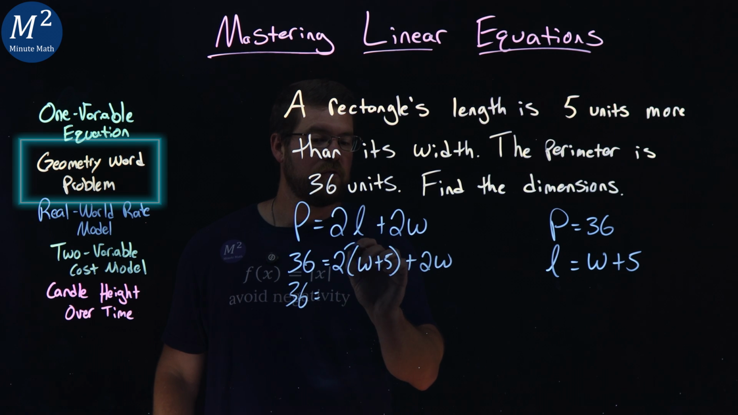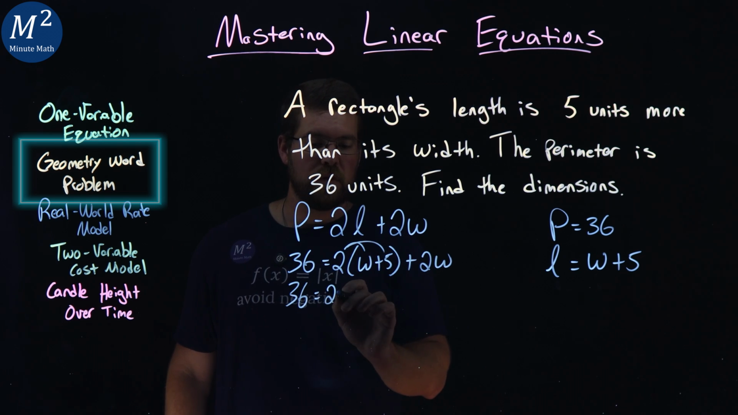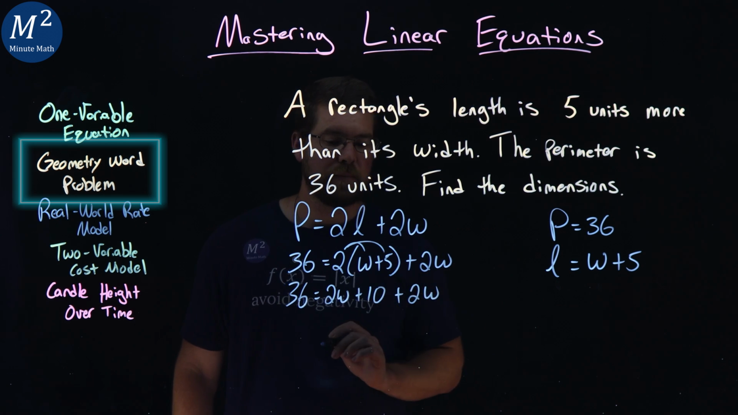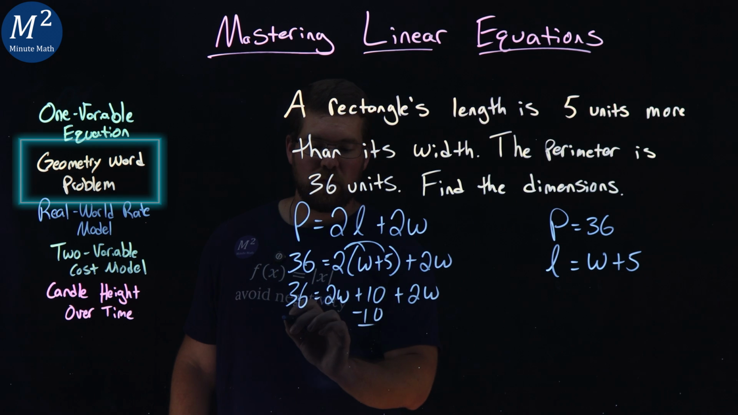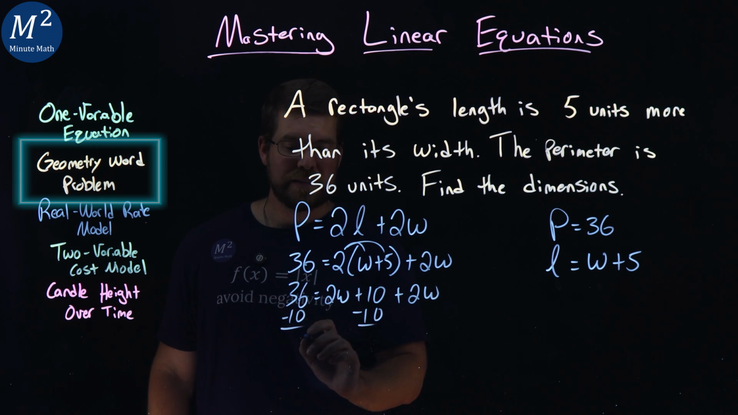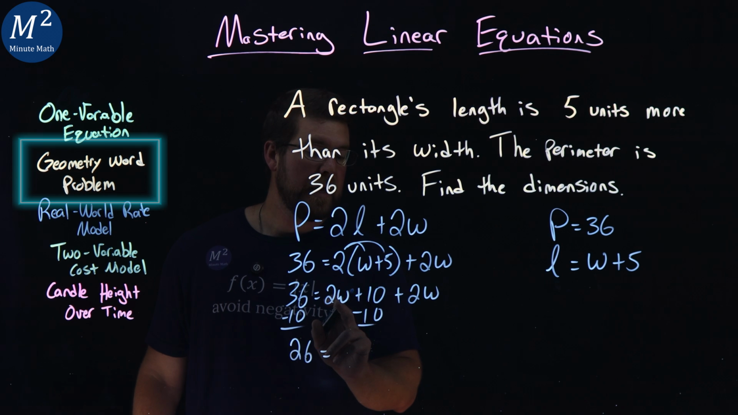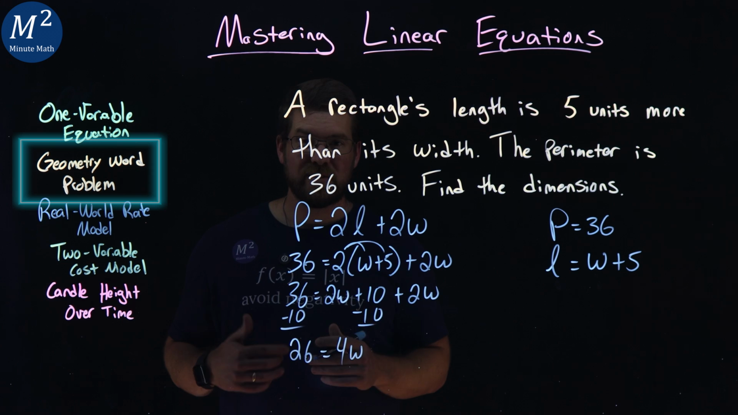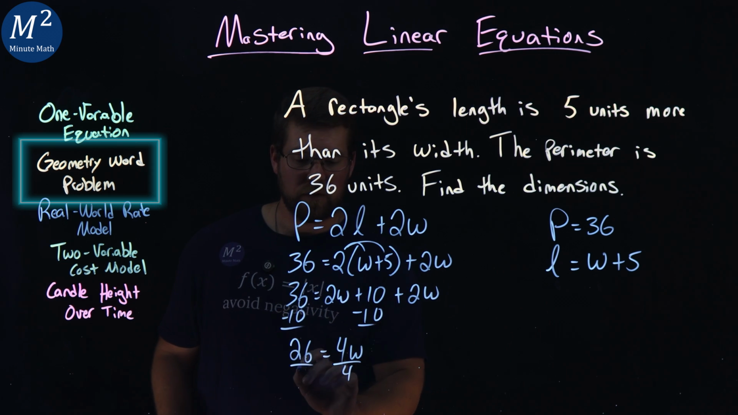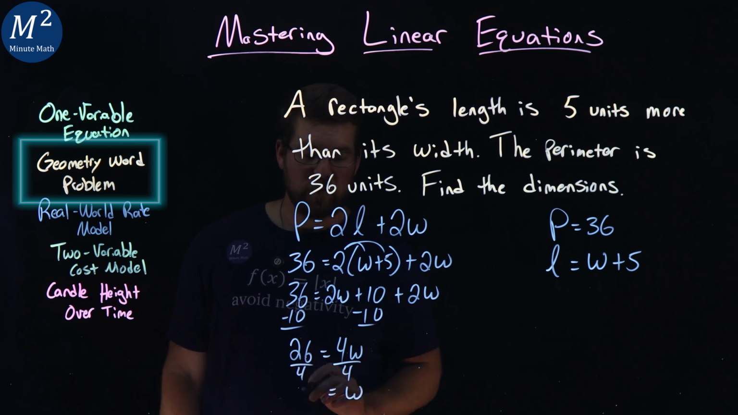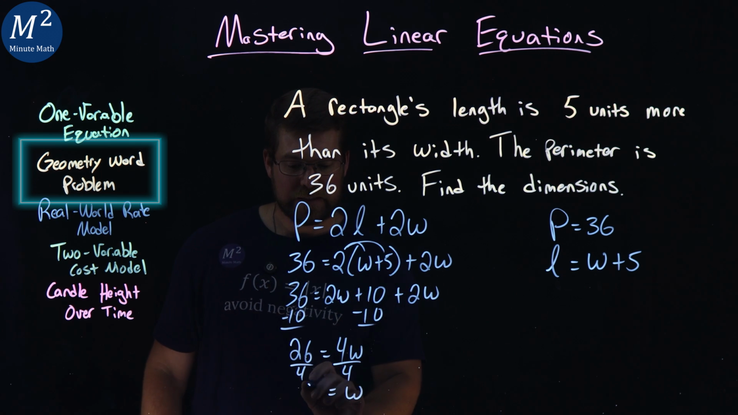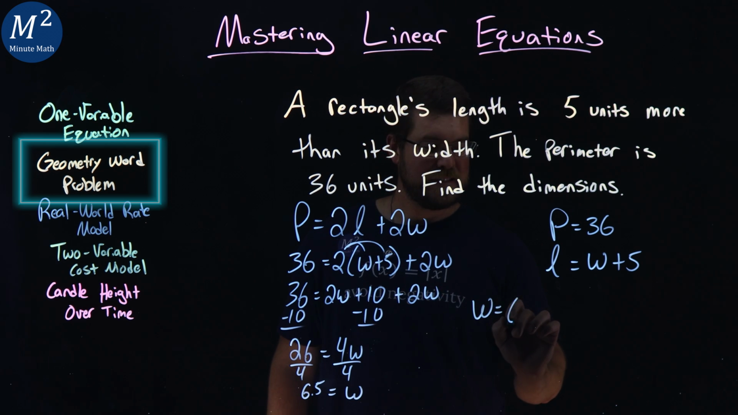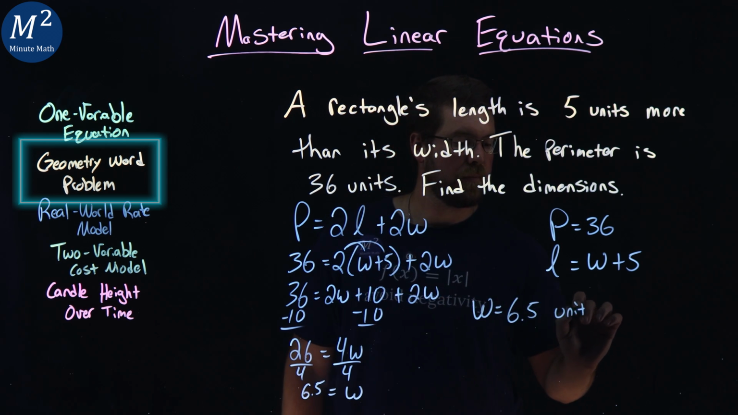36 is equal to, let's distribute this. 2 times w is a 2w, and 2 times 5 is a 10, plus 2w. We can subtract 10 to both sides of our equation here. 36 minus 10 is a 26, is equal to, and 2w plus 2w is a 4w. Now, to get w by itself, I divide by 4 to both sides of our equation. W is by itself, and 26 divided by 4 is a 6.5. And so our width here is a 6.5 units.